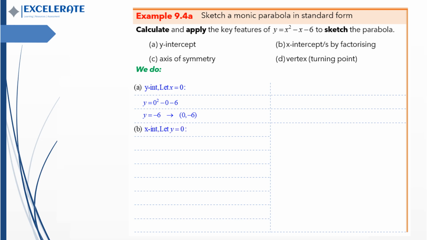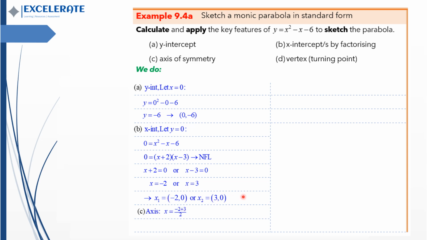The x-intercepts, by factorizing, we let y equal 0 first. Now factorizing, the product of two numbers needs to be negative 6, and the sum of those two numbers needs to be negative 1. So those two numbers are negative 3 and positive 2, which is now made, I've factorized the quadratic and can apply the null factor law. Null factor law is x plus 2 equals 0, or x take 3 equals 0. And hence, by solving, my x-intercepts are negative 2 and positive 3.